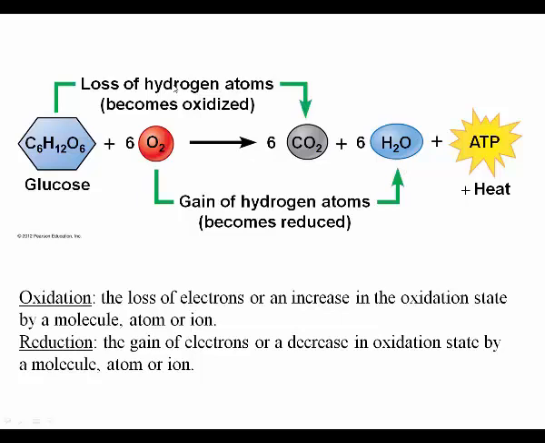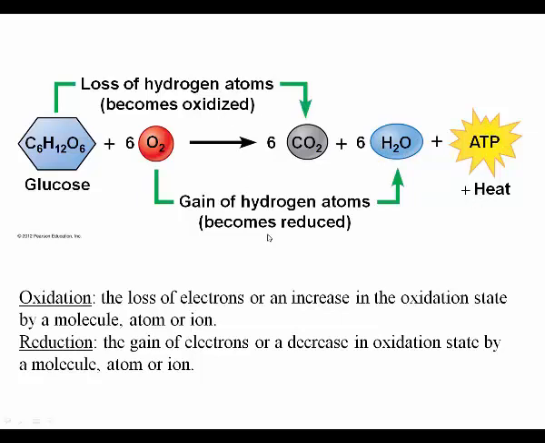The loss of hydrogen atoms is considered what we call an oxidation. Carbon becomes oxidized. The gain of hydrogen atoms is a reduction. Oxygen will become reduced. These two are super low energy molecules. All the energy by the time this process is done will have been released and put into ATP, or released as heat.